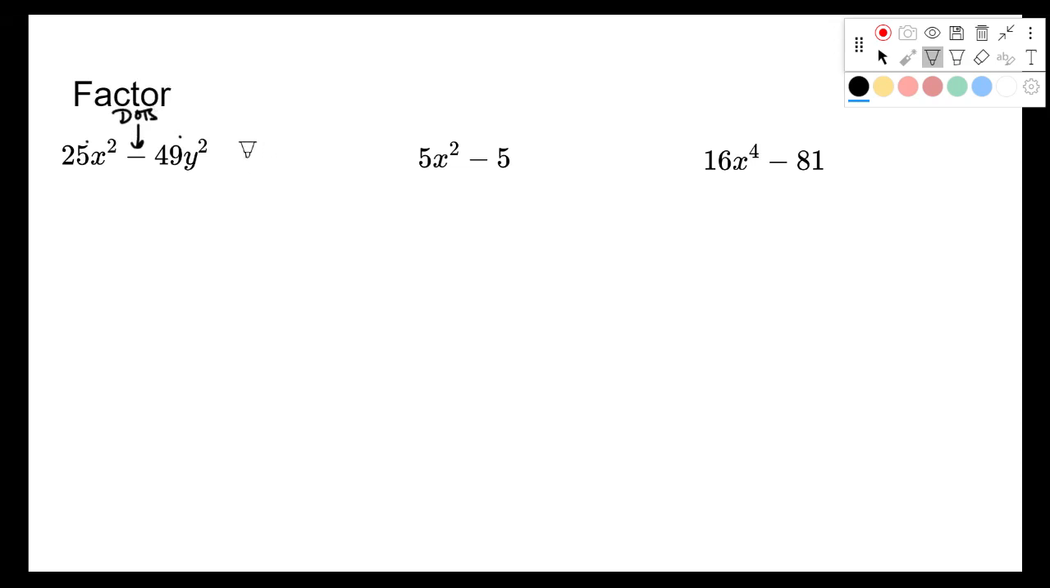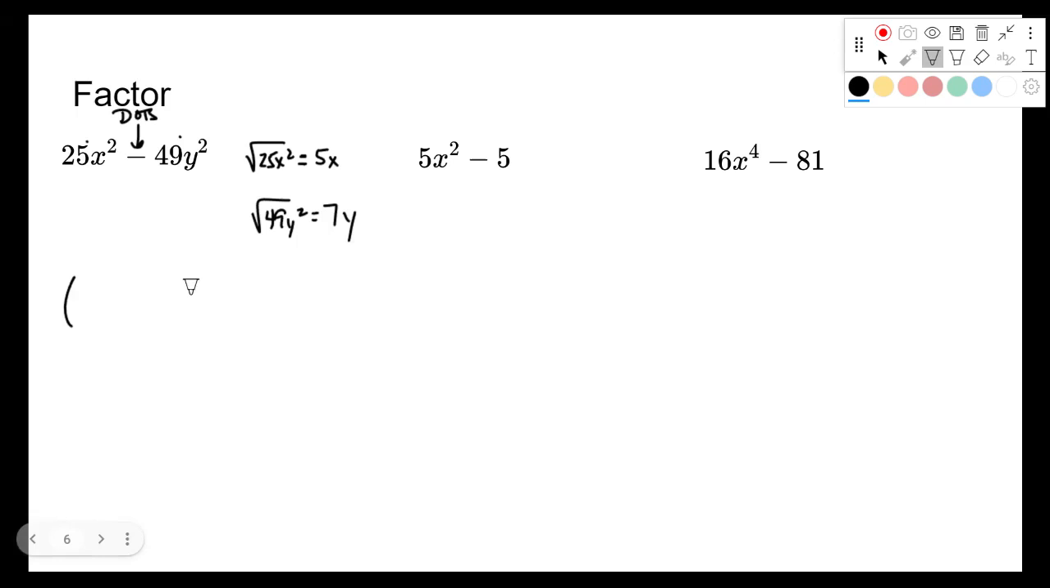Now I'm going to take the square root of each term individually. The square root of 25x squared. When you take square roots, since you're multiplying, you can take both of them, put them in their own square root, and do them one at a time. Square root of 25, that's 5. Square root of x squared, that's x. The square root of 49y squared, well, square root of 49, that's 7. Square root of y squared, that's y.